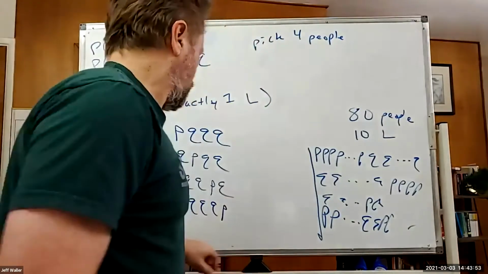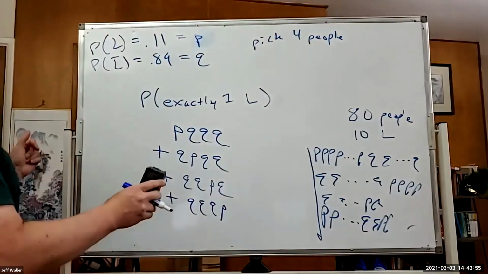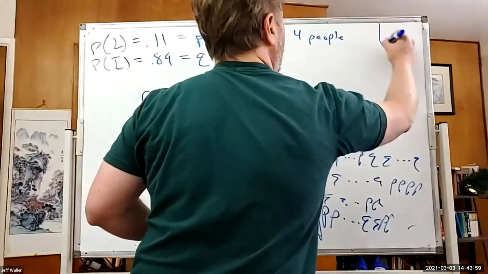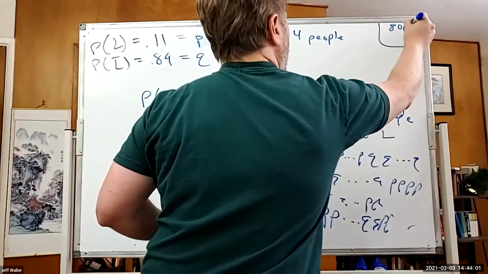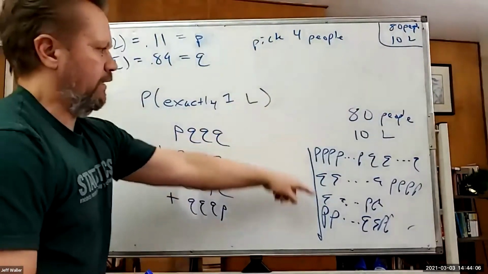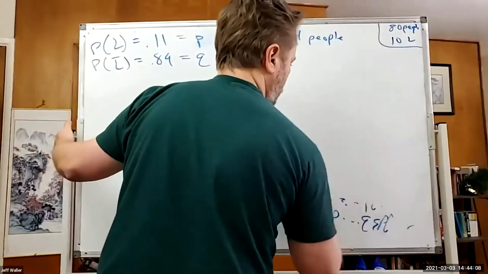All right. Stay with me now. So I'm going to put this little note over here. 80 people, 10 lefties. So we'll figure out how long that list would be. All right. We'll do that later.